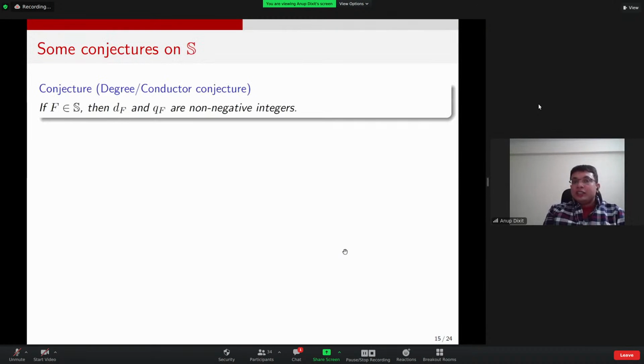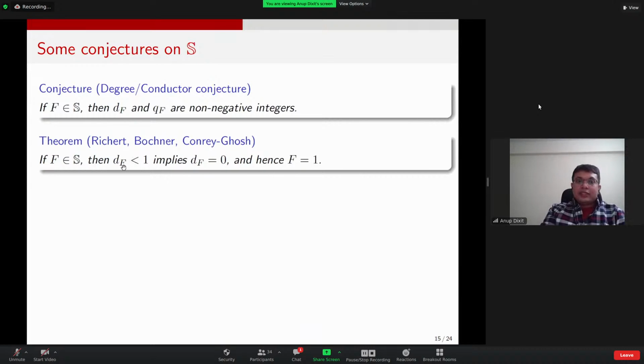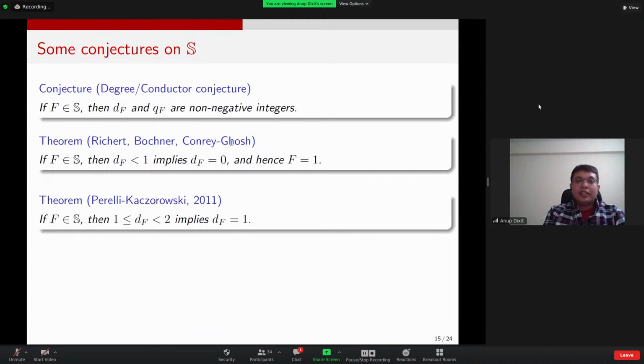And there are several conjectures on the Selberg class. One of the conjectures, which was explained in the first talk today, is that the degree and the conductor are non-negative integers. We know very little about it. What we know is that the degree cannot take values between 0 and 1. This is due to Richert, Bochner, and Conrey and Ghosh, all independently achieved. And the best that we know is due to the work of Kaczorowski and Perelli about 10 years ago. And it says that the degree cannot take values between 1 and 2.